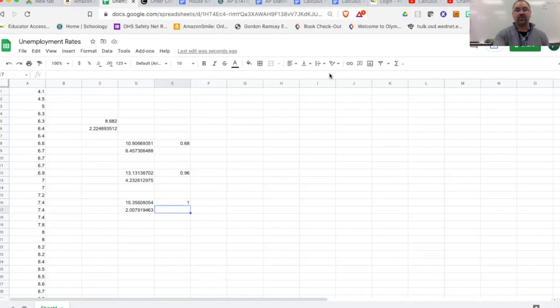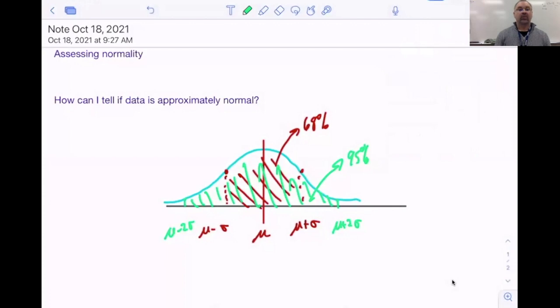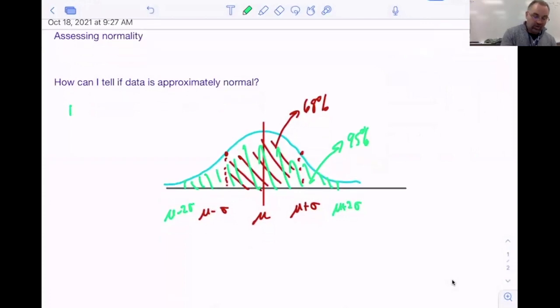So let's go back to our iPad. And of course, it'll have to reshare it. So how can I tell? Well, method number 1 is use the 68, 95, 99.7 rule. I like that method. It's pretty basic, but it gets a pretty good indication. And if you see something really wacky, like you go 3 standard deviations out and you're at 90%, so there's 10% of the data beyond 3 standard deviations, that's a pretty good indicator that it's not normal.